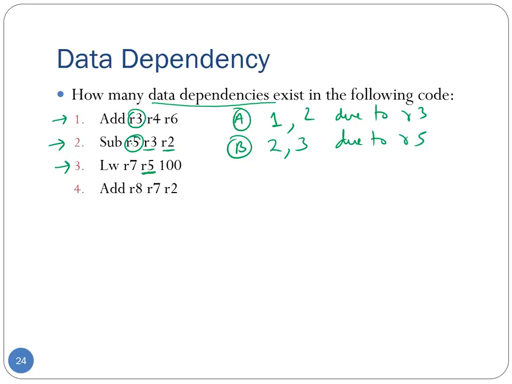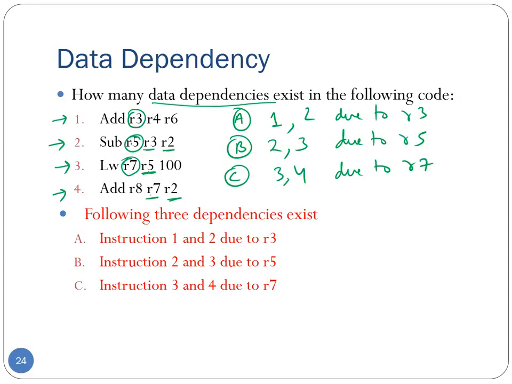So the second dependency we found is basically between instruction 2 and instruction 3 due to R5, right? This register. And finally we have this add instruction. So add reads R7 and R2. We just check whether R7 and R2 are destinations in any of the previous two instructions. So notice that R7 is a destination in the load word. There's no problem with the R2. So the third dependency that we find is between instructions 3 and 4 due to R7. So these are our 3 dependencies. The answers are also summarized over here.